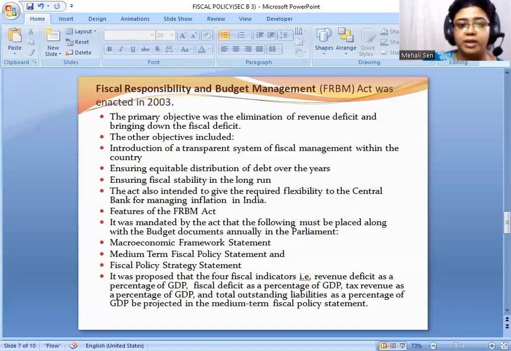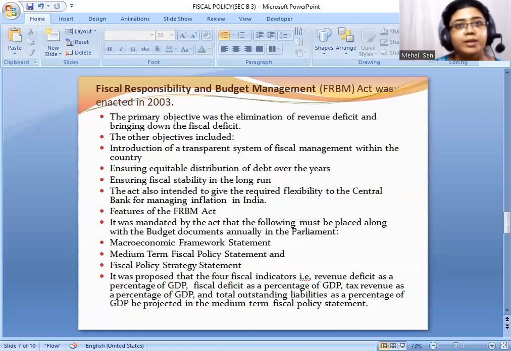Next, the targets and fiscal indicators as per the FRBM Act. The government is required to limit the fiscal deficit to 3% of the GDP by March 31st, 2021. The government is required to limit the debt of the central government to 40% of the GDP by the year 2024-25.